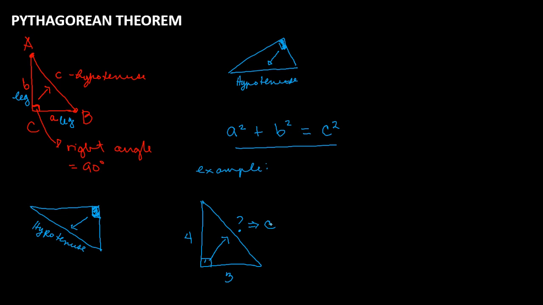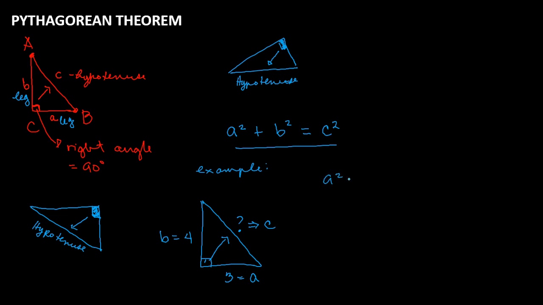Hypotenuse C. Now, we can assign this as leg A and this one as leg B. Or you can interchange actually B and A. The result will always be the same. But of course, the hypotenuse will always be the hypotenuse. You cannot change that.